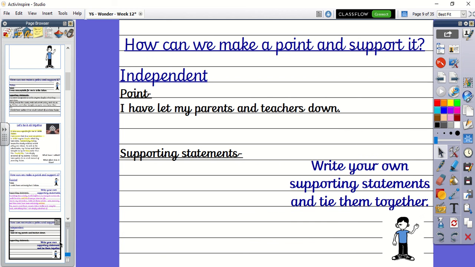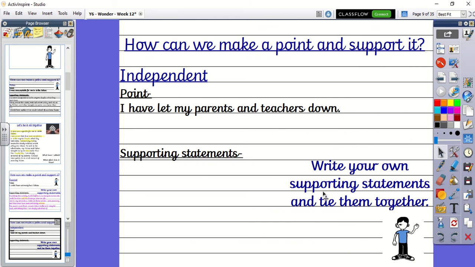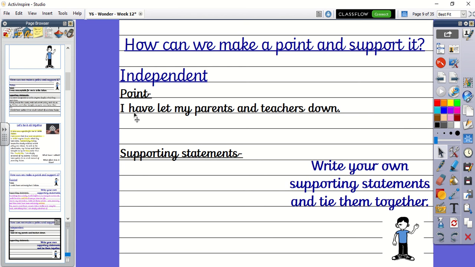Okay, so then your independent work today is you are going to write your own supporting statements, so just like what we have just done there, but then you are going to tie them together like a paragraph or a few sentences that you could use in your publish. Okay, so the point that we have got today is I have let my parents and teachers down. Okay, so I want you to think of 3 supporting statements. So let's go for 2 for bronze. So 2 supporting statements for bronze, 3 supporting statements for silver, and 4 supporting statements for gold. Okay, so once you have written your supporting statements down, then you need to tie those together.